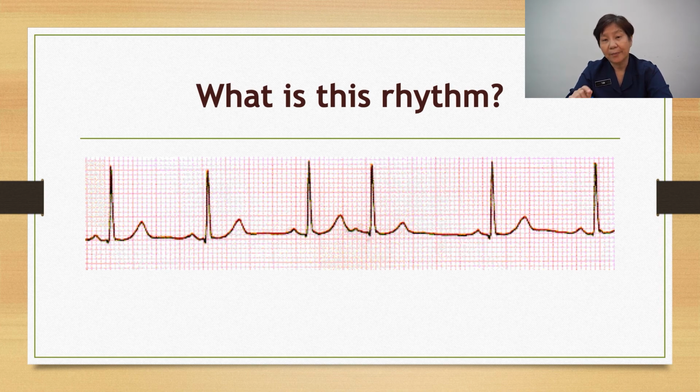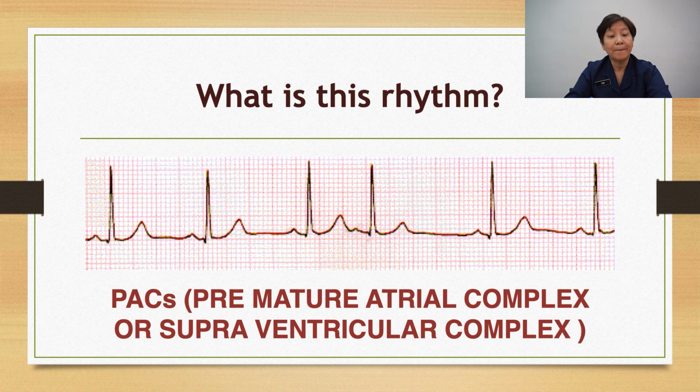There is one upright P wave in front of the narrow QRS. But the configuration of the P wave is different from the normal sinus beat, and it comes earlier than you expected. So this is what we call PAC. PAC is a premature atrial complex, or another name is supraventricular complex. Everything above your ventricular is all supraventricular. Next.